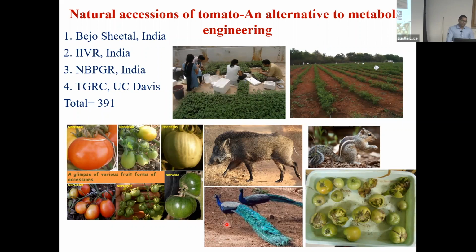One of the biggest problems we faced was loss because of wild boar, peacock, and squirrel. We lost almost 60% of our crop.